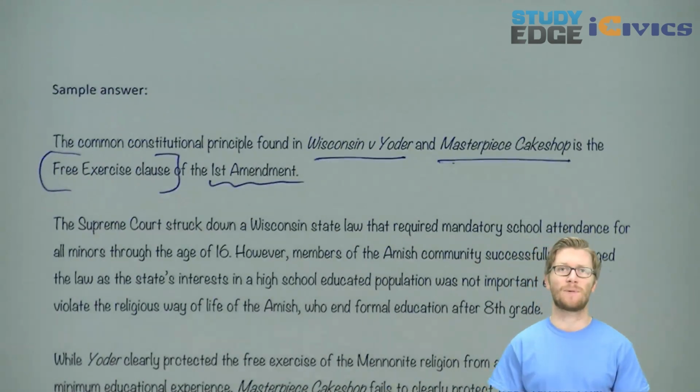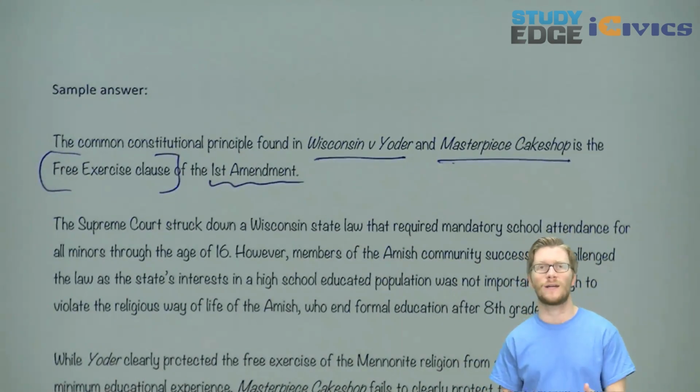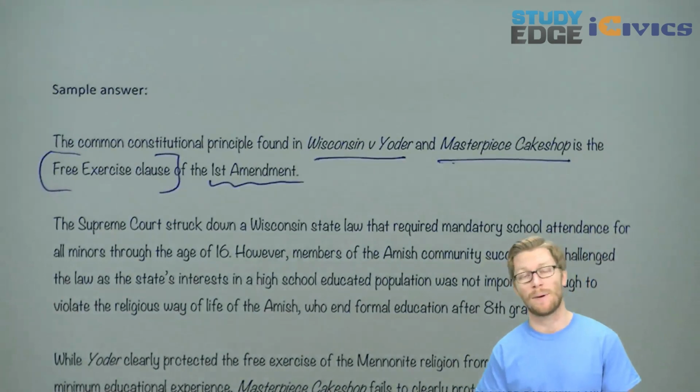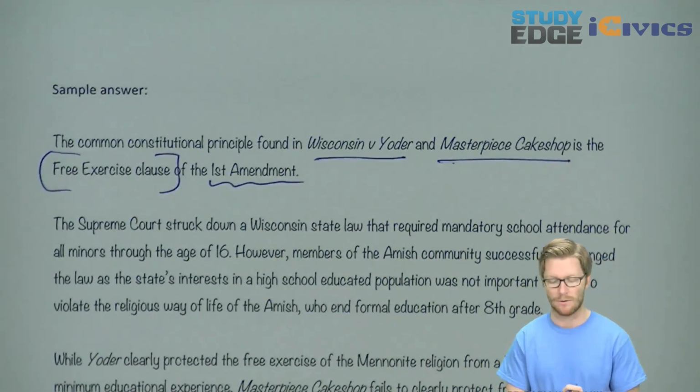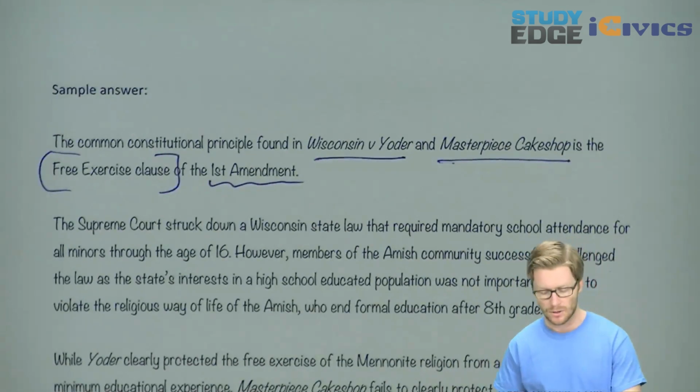So let's try an answer to B1 first, knowing that we have already established our discussion is going to be about free exercise. We should hopefully allow that to narrow down our discussion a little bit. So let's take a look at this.